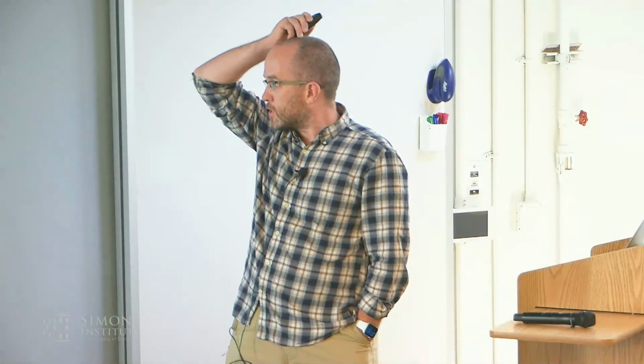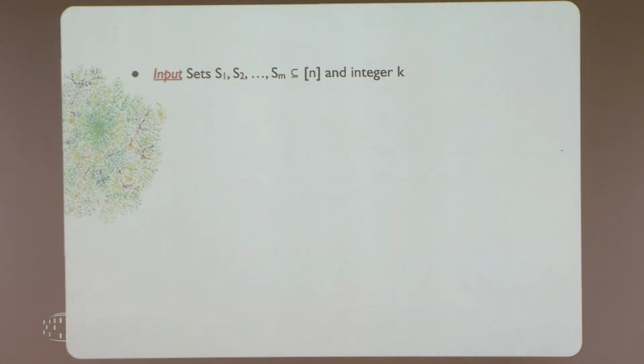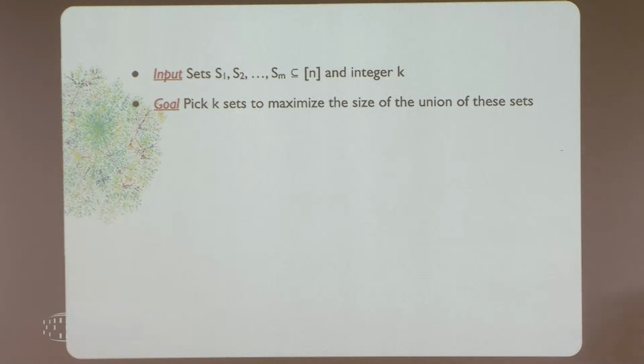So this is a mixture of a bunch of papers, some work with my students, Hoa and David, and some more recent work with Amit and Tony Worth. So we're talking about the classic problem max coverage. The input is m sets. If you like to think about graphs, this is like m edges of a hypergraph. Each set is a subset of 1 up to n. You also have an input, an integer k, and the goal is to pick k of these sets with the largest possible maximum coverage.